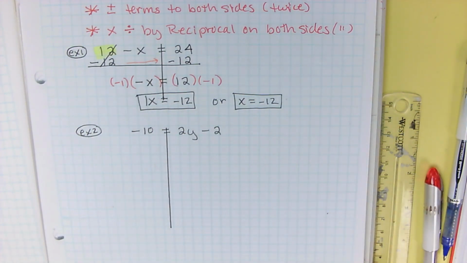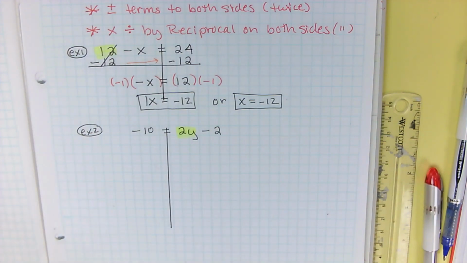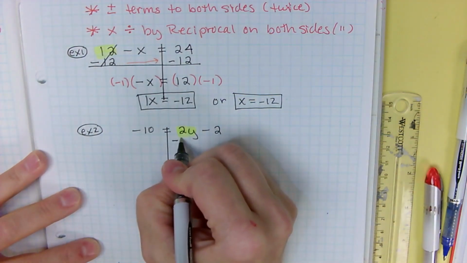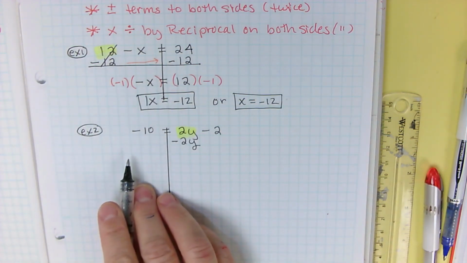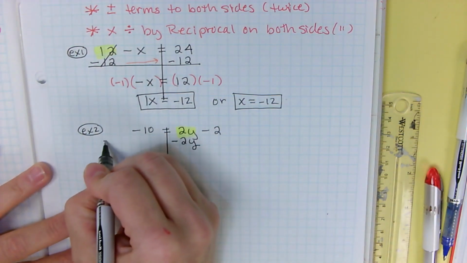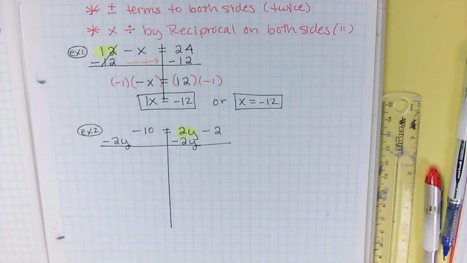Add or subtract to get the x term left. I need this 2y to move to the left. So I'm going to use its opposite, which is negative 2y. So I'm going to subtract 2y, which means I have to do it on the left. But don't put it under the 10 because you can't put a letter term and a number term together. Put the minus 2y by itself so you don't accidentally add that.